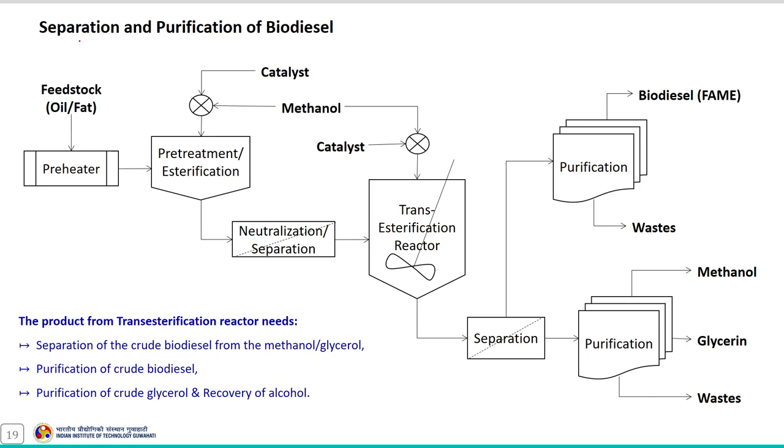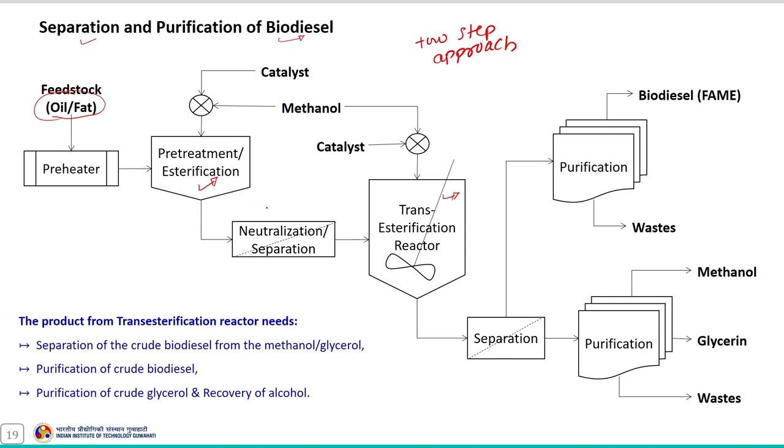So, the next important topic is the separation and the purification of the prepared biodiesel. This schematic here represents the process arrangement of biodiesel production using a two-step approach, which includes acid catalyzed pre-esterification followed by the base catalyzed transesterification reaction to convert the FFA and triacylglycerol into esters.